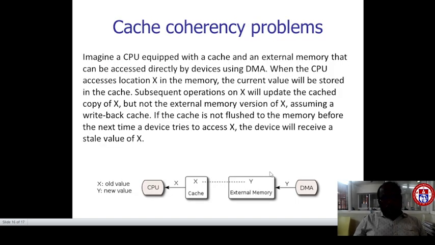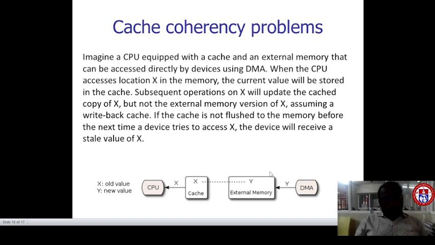Here one important problem in DMA is the cache coherency problem. Imagine a CPU equipped with a cache and an external memory that can be accessed directly by devices using DMA. When the CPU accesses the location X in the memory, the current value will be stored in the cache. Subsequently, operations on X will update the cache copy of X, but not the external memory version of X, assuming a write-back cache. If the cache is not flushed to the memory before the next time a device tries to access X, the device will receive a stale value of X.